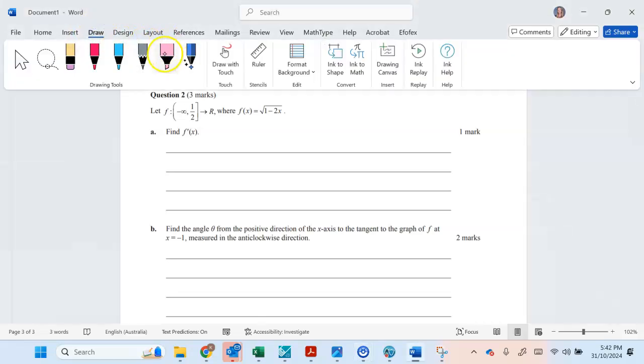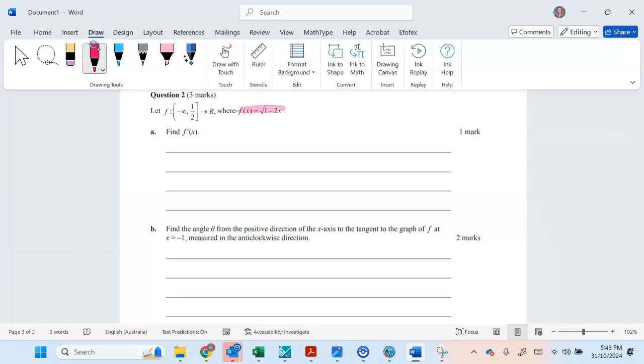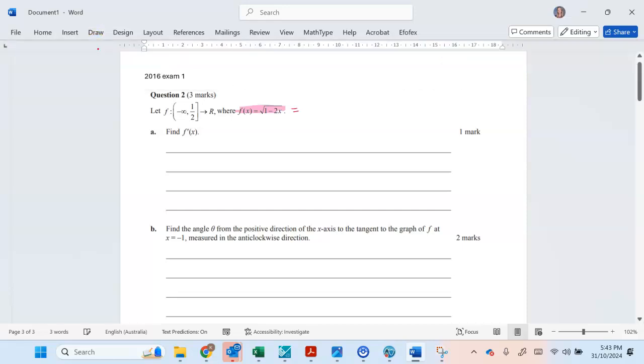just calculus questions, so take note of, well, this domain is just giving us the implied domain for this function. Now, if we're finding the derivative, just remember we can rewrite this as 1 minus 2x to the power of a half. Now we just use the chain rule.